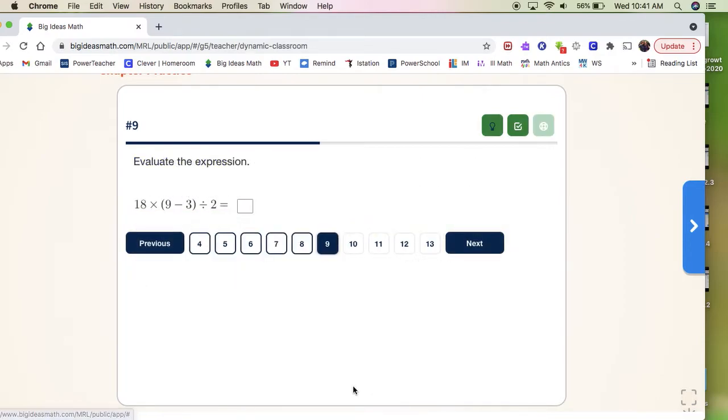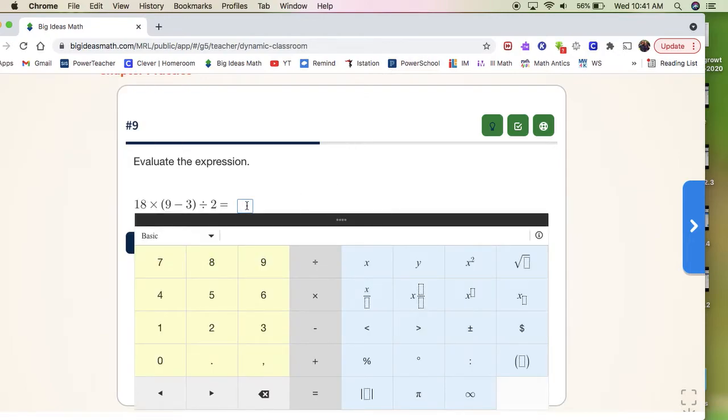All right, so let's move on down to order of operations. I'm going to keep going, otherwise this video will be forever long. Remember that we do operations in the parentheses first. So we're going to have 18 times whatever 9 minus 3 is, which is 6, divided by 2.